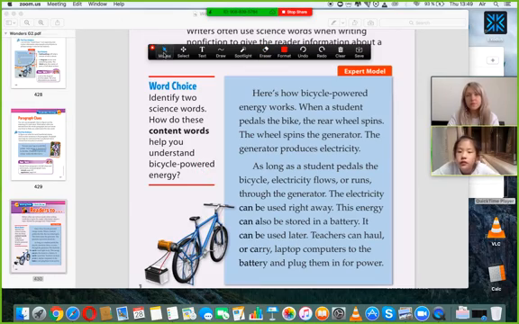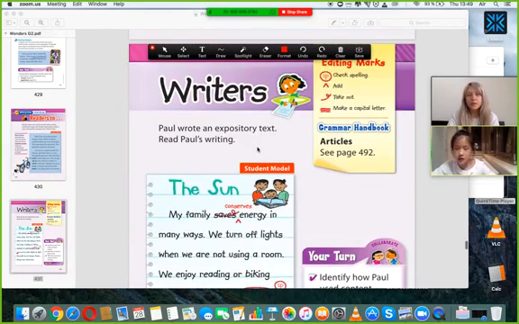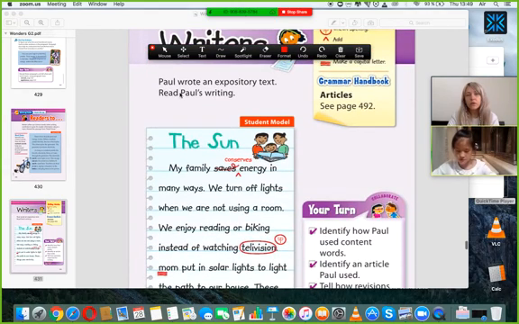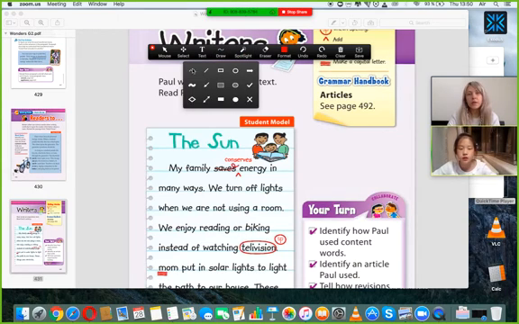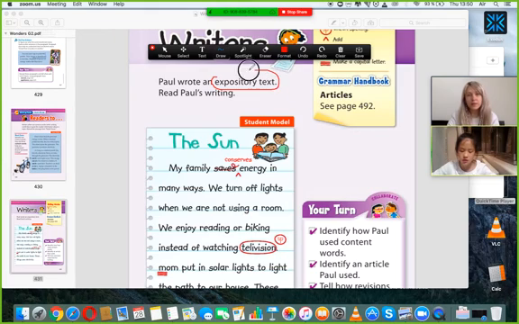That was good. Let's continue now. We have a writing task. So Paul wrote an expository text. Do you remember the meaning of an expository text? Try to explain me, please.